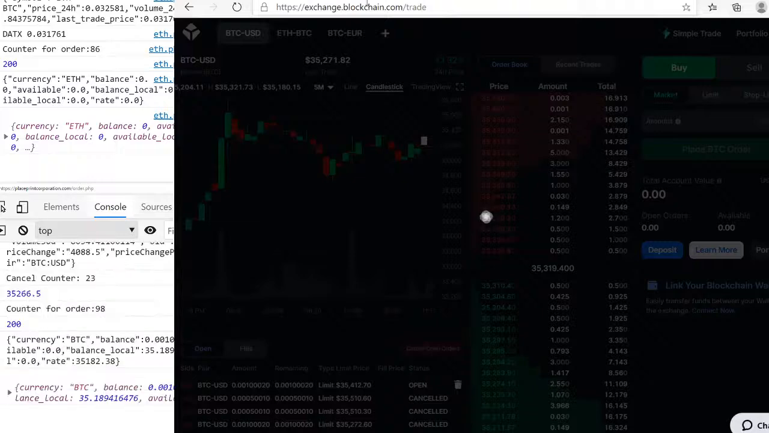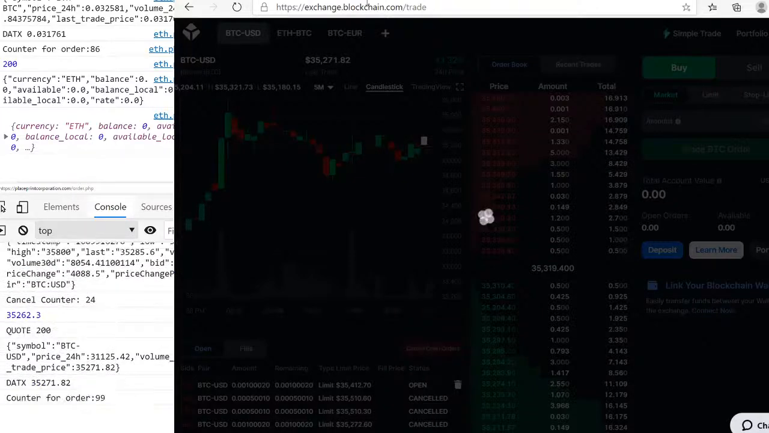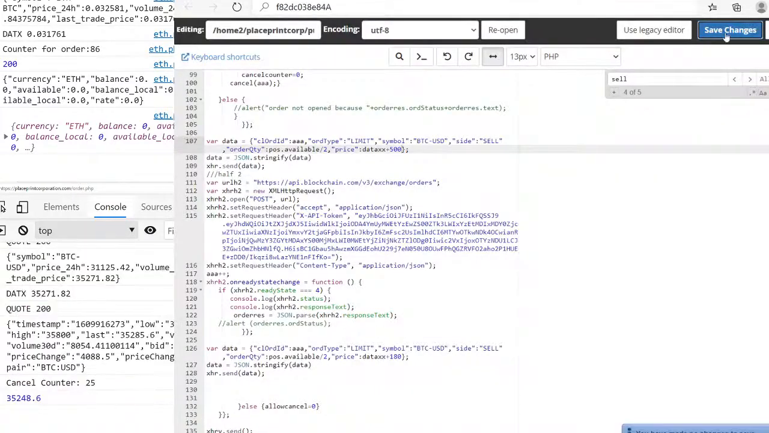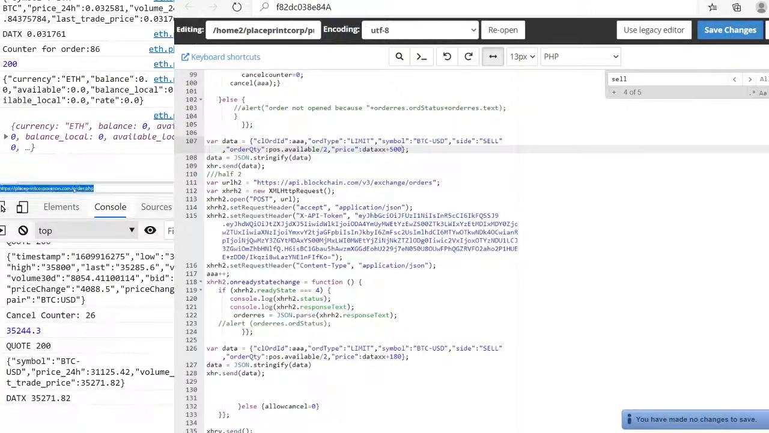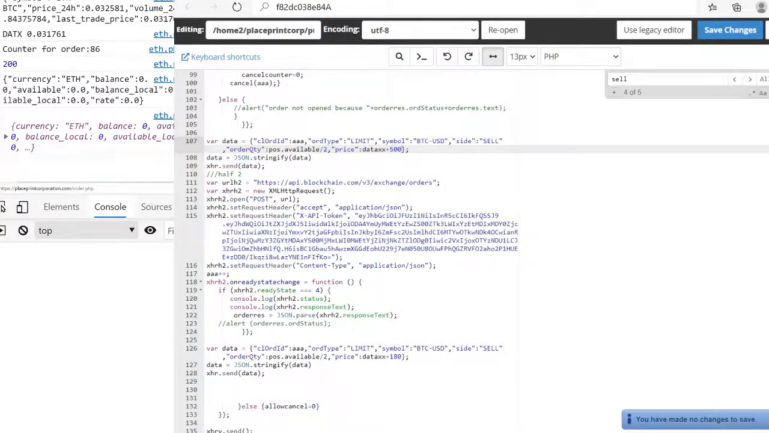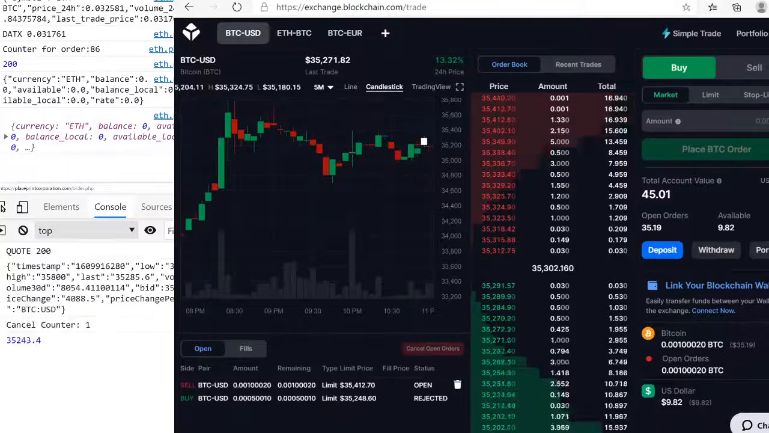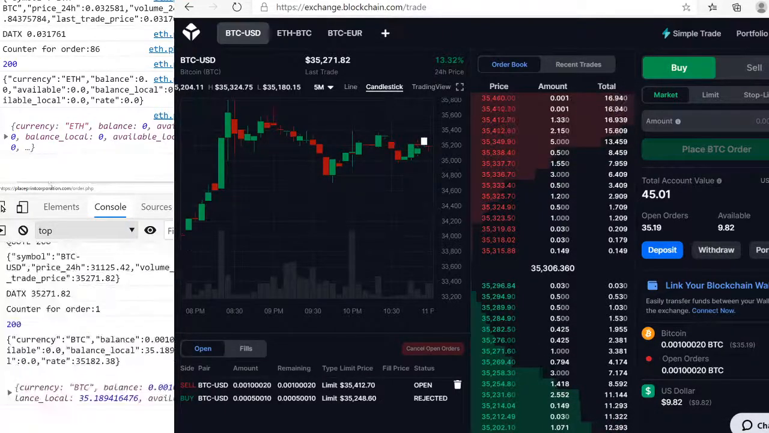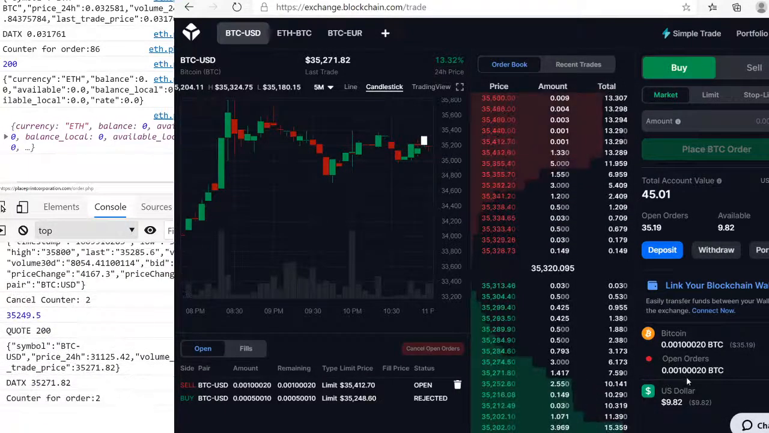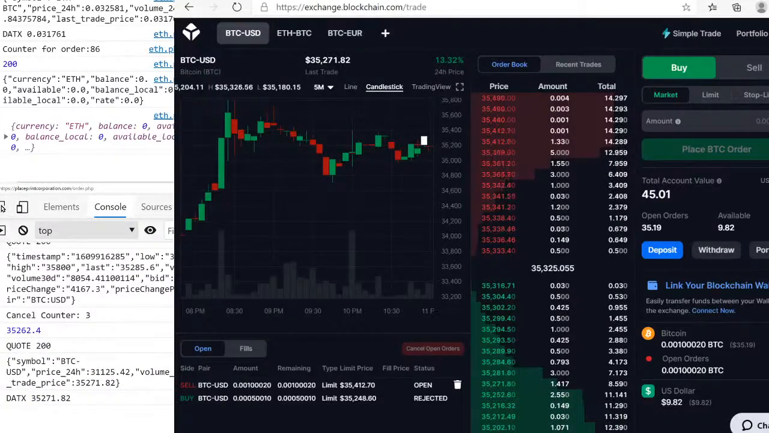I think it's resetting. We might have to relog in. So let's save that, and you're going to see we're going to refresh the algo, and let's see if there are any errors. No errors yet. No errors. Can we see? Yeah, no errors. Running fine.